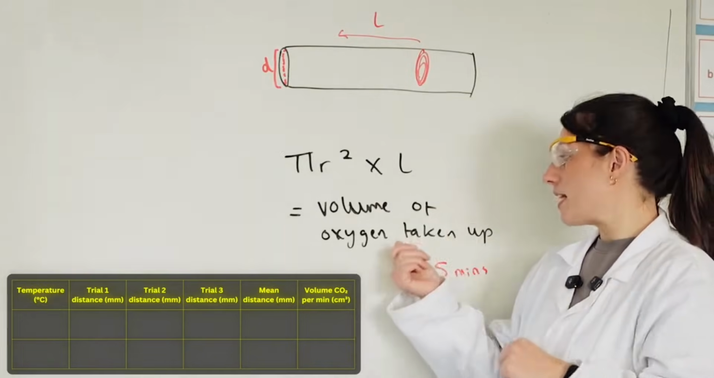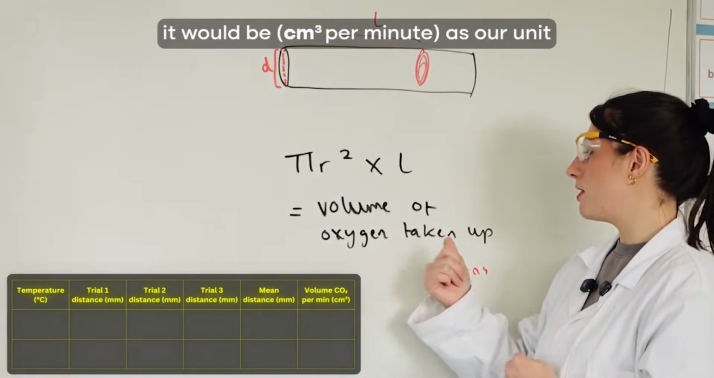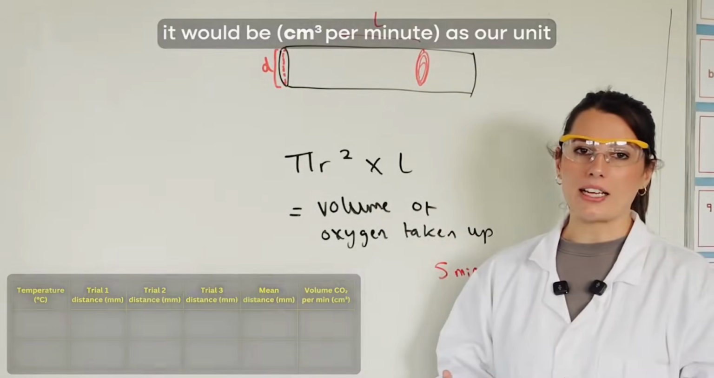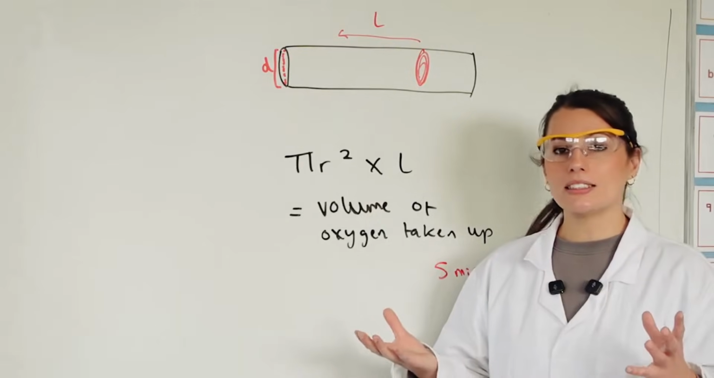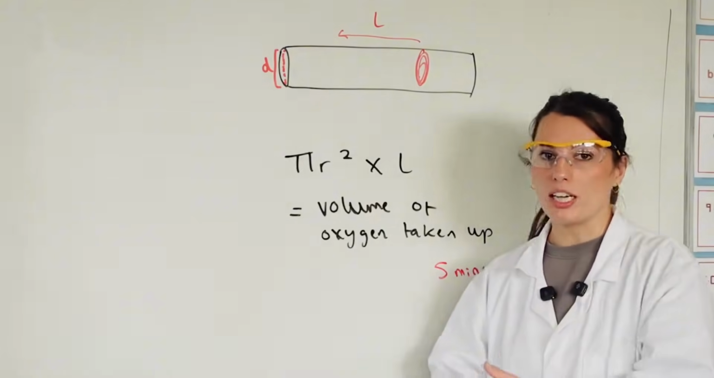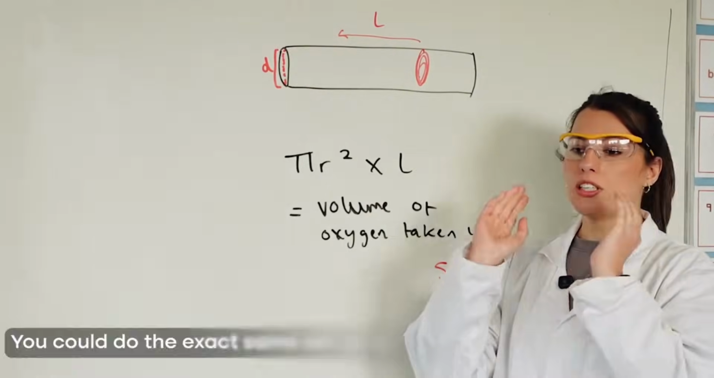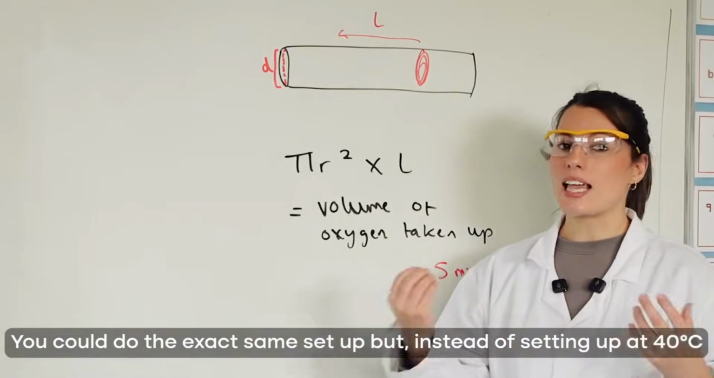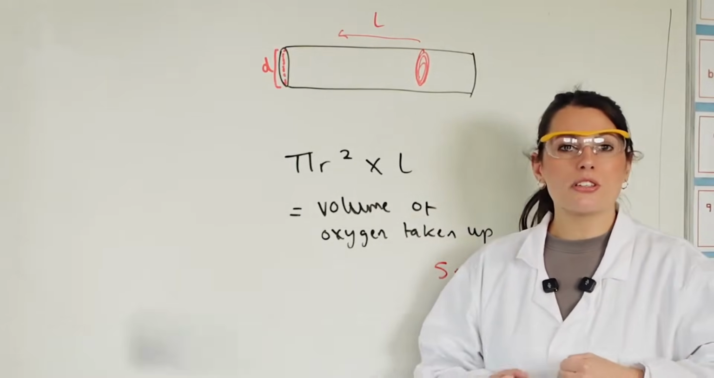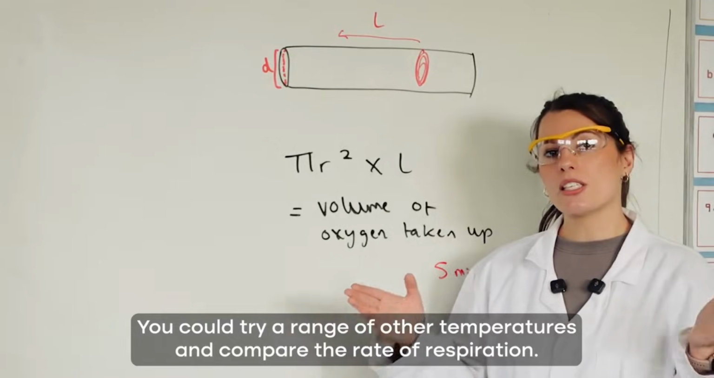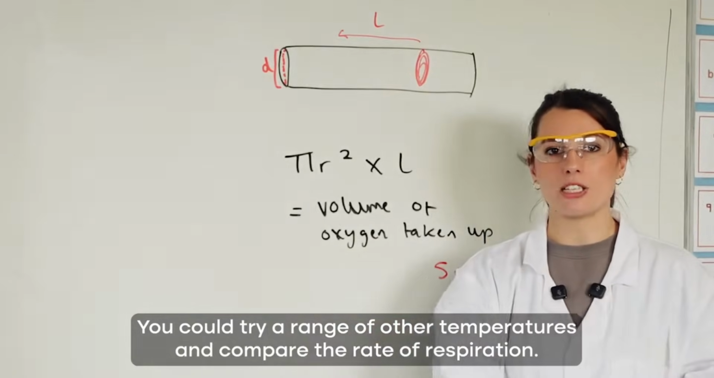So if it was centimetres cubed, it would be centimetres cubed per minute as our unit. And if you were then going to do a comparison to see the effect of temperature on the rate of respiration, you could do that exact same setup, but instead of setting up at 40 degrees C, you could try a range of other temperatures and compare the rate of respiration.